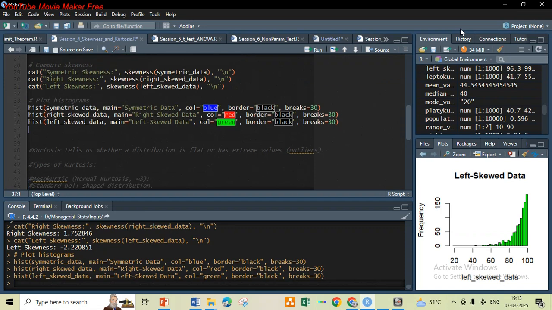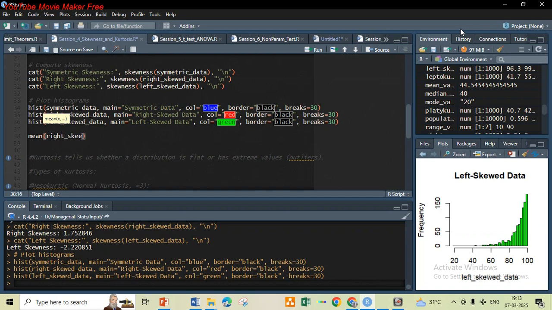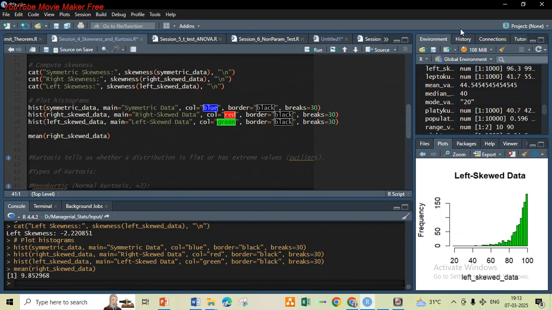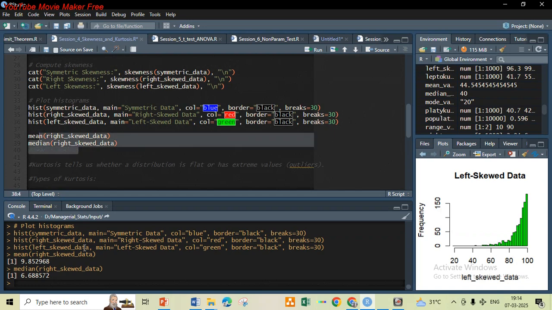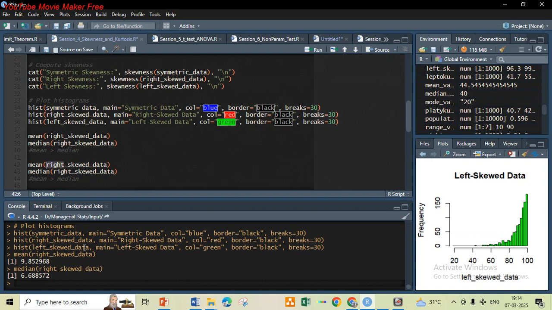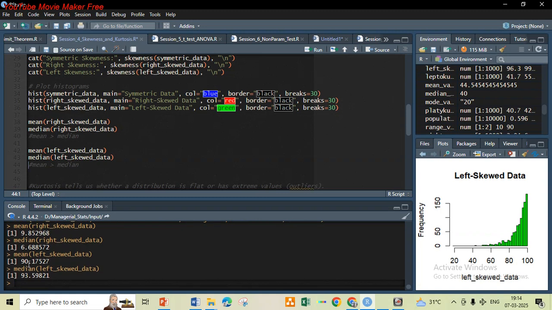All right. And we can also confirm this for the right skewed data, if we try to print the mean of the right skewed data, let's see what it is. It is 9.85, right? And median of the right skewed data is 6.6. So mean is greater than median, which points to the fact that it's a right skewed data, right? And similarly for the left skewed data, it would be just the opposite. So we will do left skewed data, right? So the mean is 90, median is 93. So mean is less than median here, and hence it's a left skewed data.